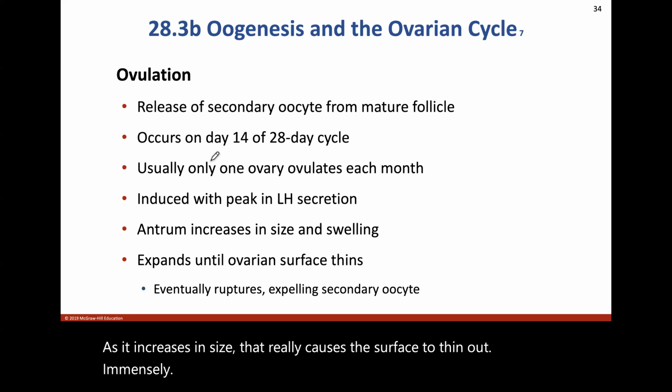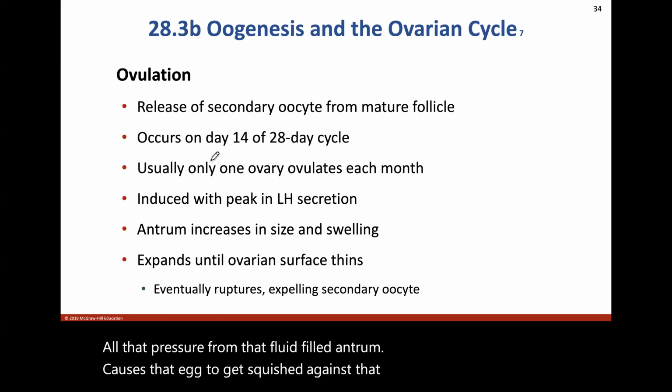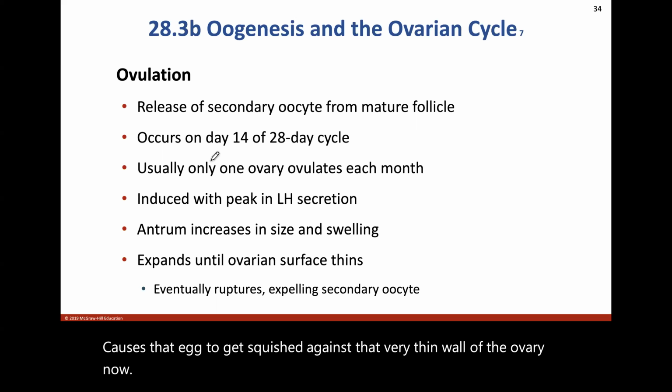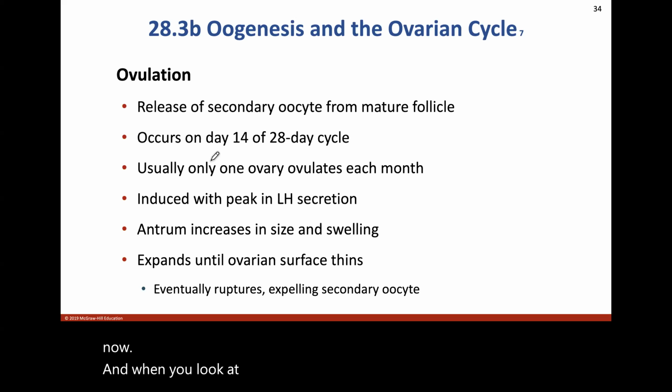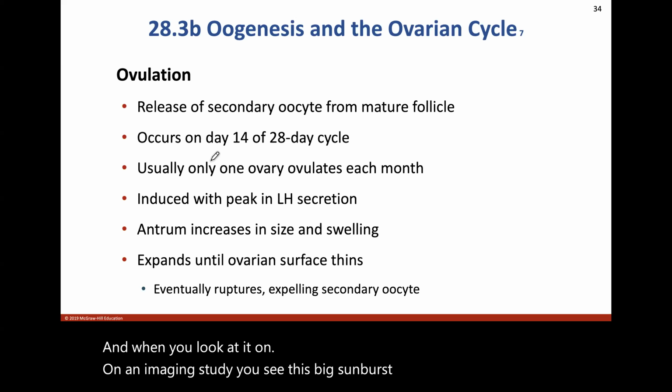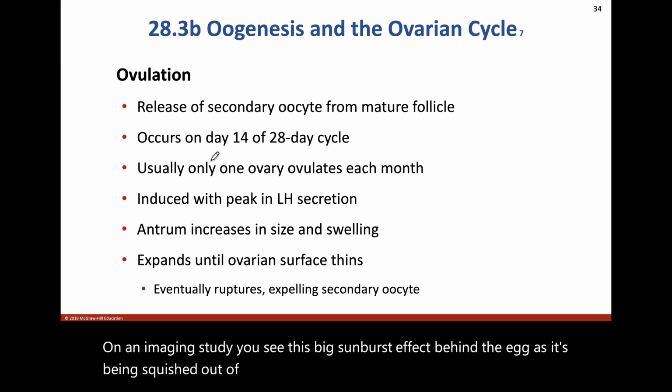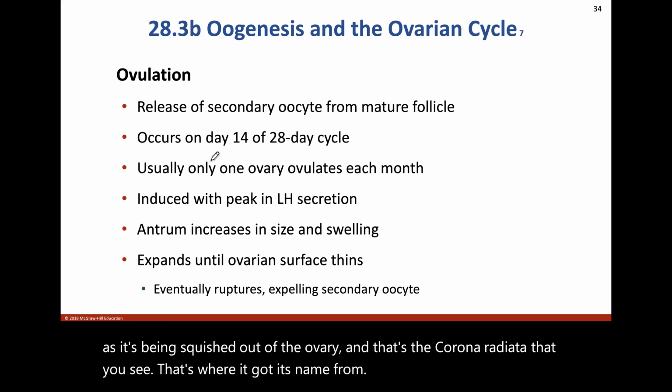All that pressure from that fluid-filled antrum causes that egg to get squished against that very thin wall of the ovary. And when you look at it on an imaging study, you see this big sunbursting effect behind the egg as it's being squished out of the ovary. And that's the corona radiata that you see. That's where it got its name from. It looks like a sunburst.